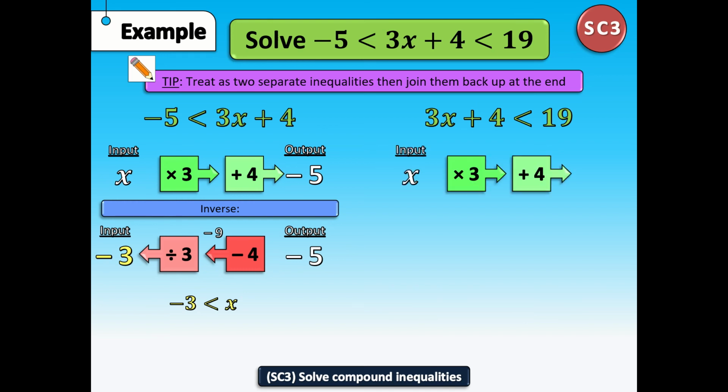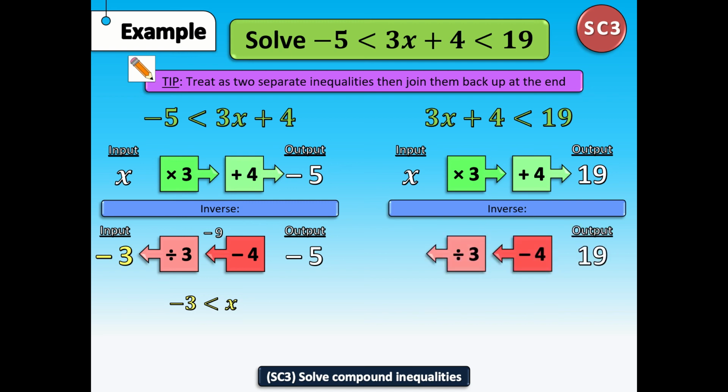Then I can do my second inequality. Work backwards doing the opposite. 19 minus 4 is 15, and 15 divided by 3 is 5. So here x is less than 5. I can now join them together. So I can say minus 3 is less than x, which is less than 5.